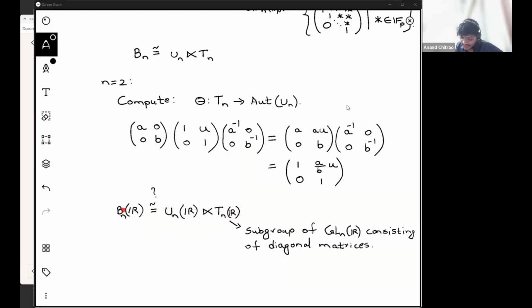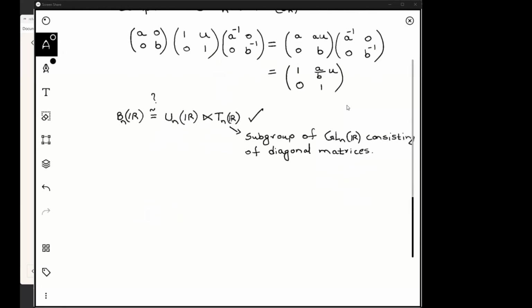So the point is this result is still true because you saw over here, it doesn't matter what A, B and U are from. This is like a formal identity. When you conjugate [[1,U],[0,1]] by [[A,0],[0,B]], the U entry gets multiplied by A by B. So it doesn't matter what field you are in, this result is still true. You can replace this R by any field you want.